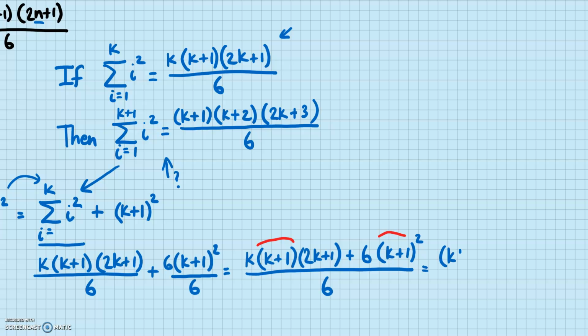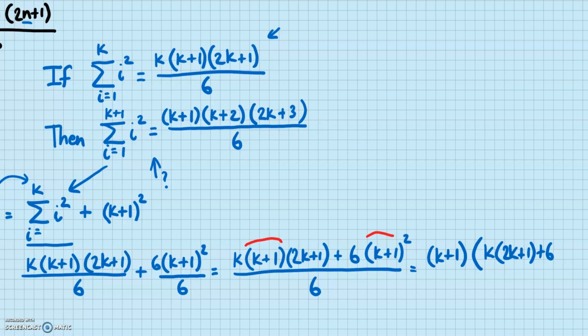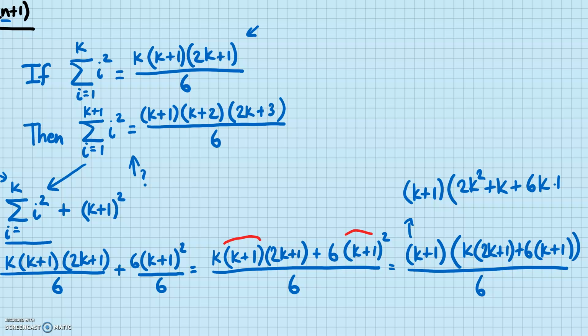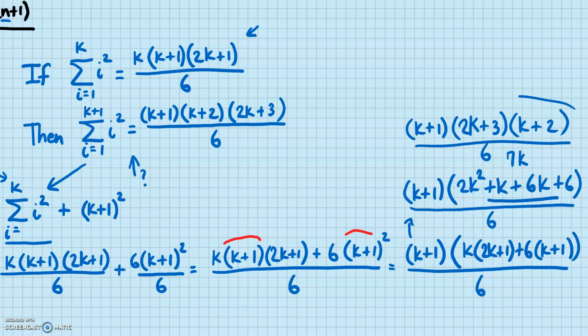So that's going to equal k plus 1, and we have k times 2k plus 1 left, plus 6 times k plus 1 left, that's over 6. So let's leave the k plus 1 outside. Let's simplify what's inside. So we have 2k squared plus k plus 6k plus 6. And this actually is 7k. So the numerator here factors into k plus 1, 2k plus 3, and k plus 2. And remember, we also need the denominator. Let me write the denominator here. And if you notice, this is equal to this. The order of the numerator is just a little bit different, but it doesn't matter because it's multiplication.